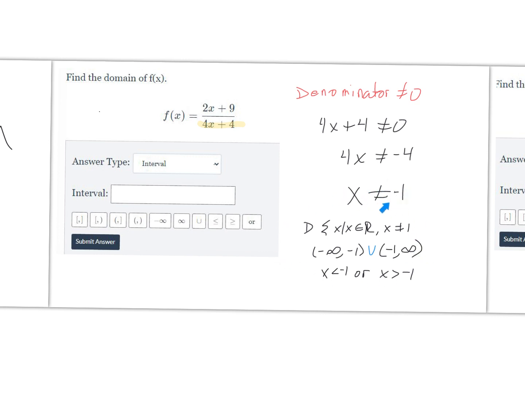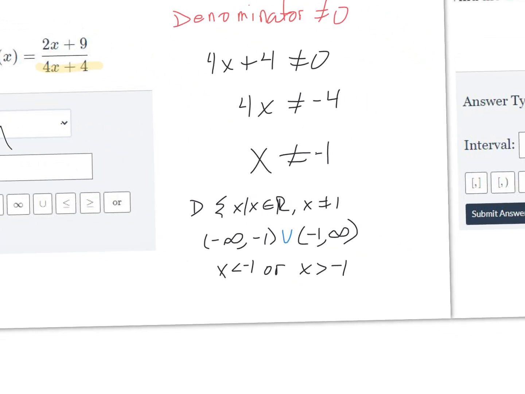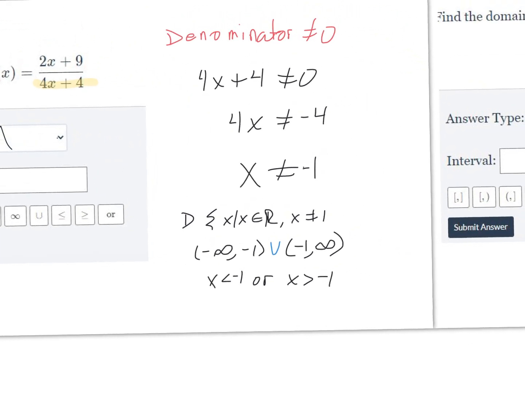And then these are the different ways that we could answer that. We talked a lot about interval notation, negative infinity up to negative 1 with a union of negative 1 to positive infinity. Or we could just write it out like this. The domain is all the real numbers for x as long as x is not equal to, and that's actually supposed to say negative 1. All right.